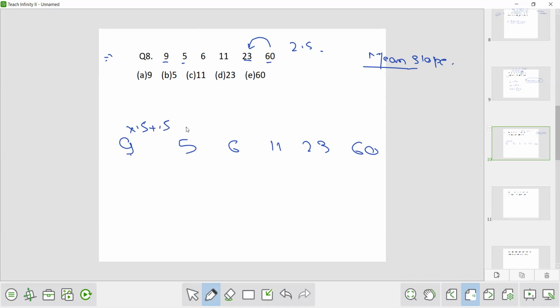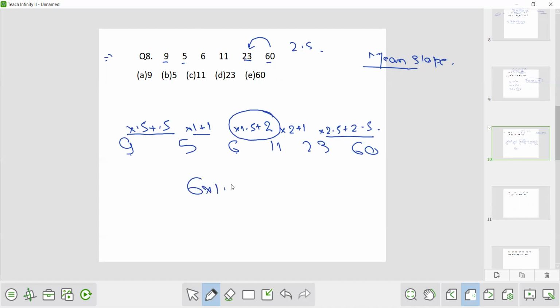Now 5 and 6, so into 1 plus 1. Then 6 and 11, so into 1.5 plus 2, okay, so it is into 2 plus 1. Now 23 and 60, it is into 2.5 plus 2.5. Now here it is 0.5 plus 0.5, here it is 1 plus 1, and here it is 2.5 plus 2.5. So it will definitely be into 1.5 plus 1.5.